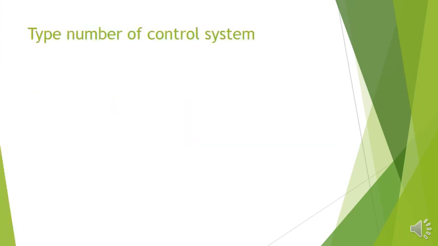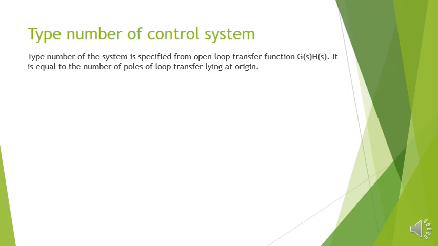Now before going to the calculation of steady state errors, it depends on the type number of the control system. Now what is the type number? The type number of the system is specified from the open loop transfer function G of s H of s. So for the given system we need to find the product of G of s H of s, which is called the open loop transfer function, and this type number is equal to the total number of poles of the loop transfer function lying at the origin.